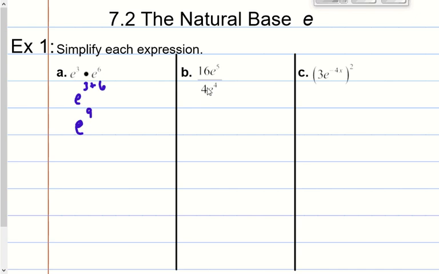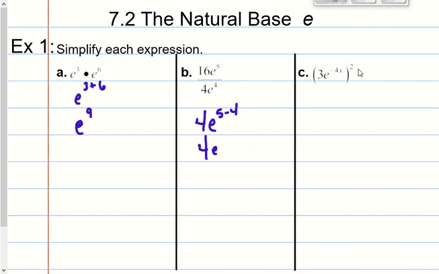Right here, you're dividing. If you have coefficients, you divide them. So 16 divided by 4 is 4. On your exponents, when you're dividing the bases, you subtract exponents. So I've got e to the 5 minus 4. 5 minus 4 is 1. So this is just 4e, or 4e to the first.